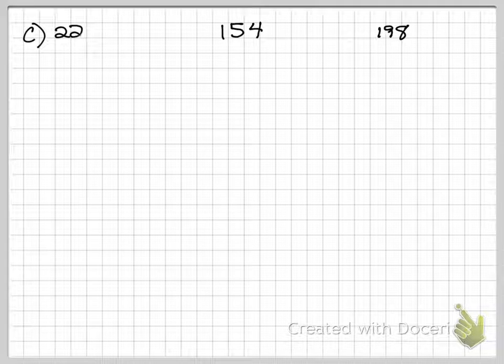All right, last one here. So we're just going to look at part C in this last class example, and it wants us to use prime factorization to determine the lowest common multiple of 22, 154, and 198. So to start with, let's find the prime factors of each of these, and this time we'll use a tree method. So for 22, the factors of this would be 2 and 11. Those are both prime factors, so I can stop at that point.